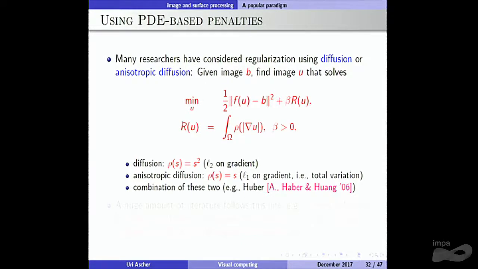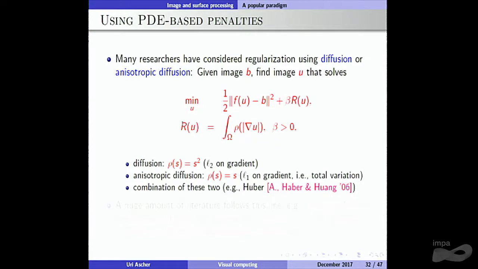People now call it prior. I think it's better to call it prior, of what you expect it to be. And this R of U is often the integral over the domain of the image of the magnitude of the gradient of U, either to the power 2, where it will be least squares, or to the power 1, where it will be total variation.